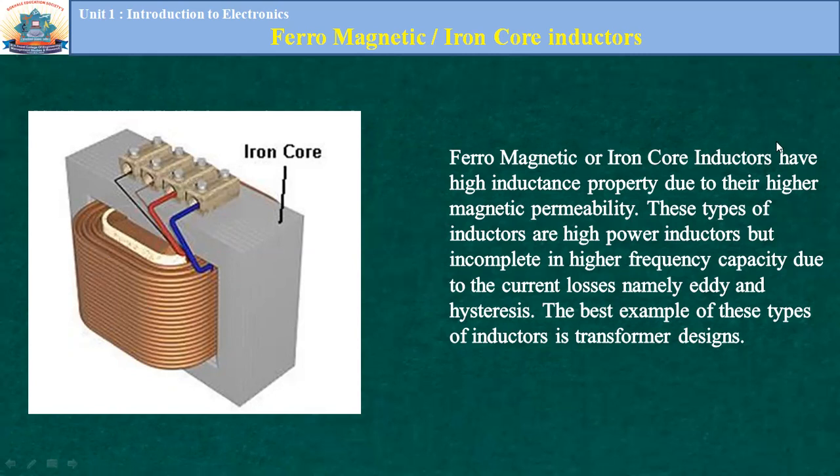Ferromagnetic or iron core inductors have high inductance due to their higher magnetic permeability. These types of inductors are high power inductors, but they are not capable at higher frequencies due to losses, namely eddy current and hysteresis losses. The best example of these types of inductors is transformers. So these cannot be used for higher frequency applications. For that, we need other types of inductors.